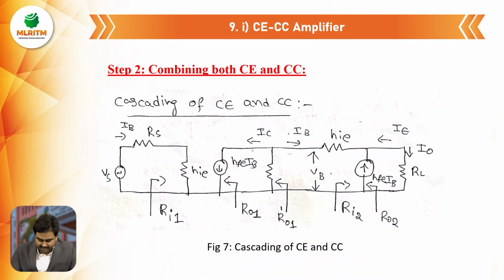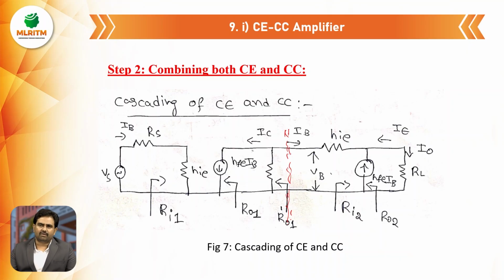If you observe this circuit, the cascading of CE and CC, up to here, this dotted line, this entire circuitry represents the approximate model of CE. After these dotted lines, the entire circuitry represents the CC approximate analysis. So cascading simply means we connect the approximate model of the first stage and the second stage.